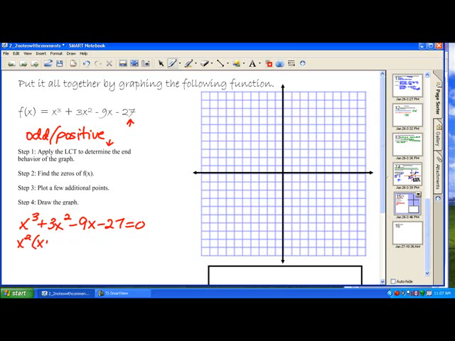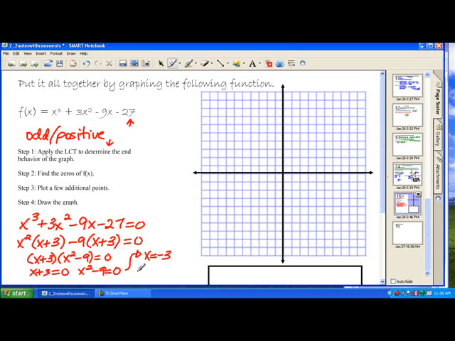There's an x squared common between the first 2, leaving an x plus 3. There's a negative 9 common between the last 2. Dividing that out leaves an x plus 3. So we find that this is x plus 3 times x squared minus 9 is equal to 0. So we get x plus 3 is equal to 0, and x squared minus 9 is equal to 0.